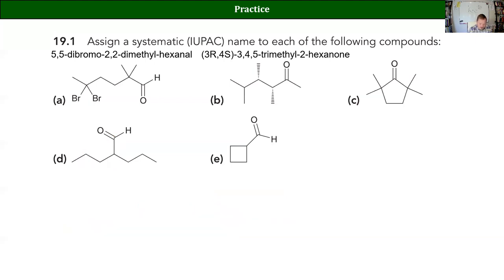Last but not least, we have one of our exceptions for aldehydes. If you had an aldehyde directly attached to a carbon chain, or sorry, to a carbon ring, we use that carbaldehyde term. So this would be cyclobutane carbaldehyde.